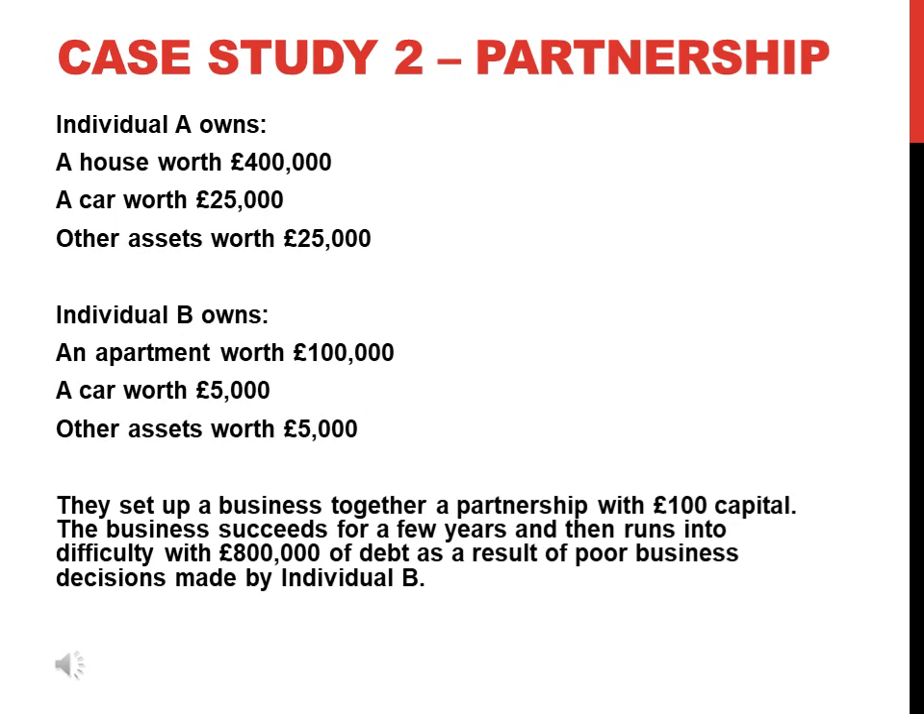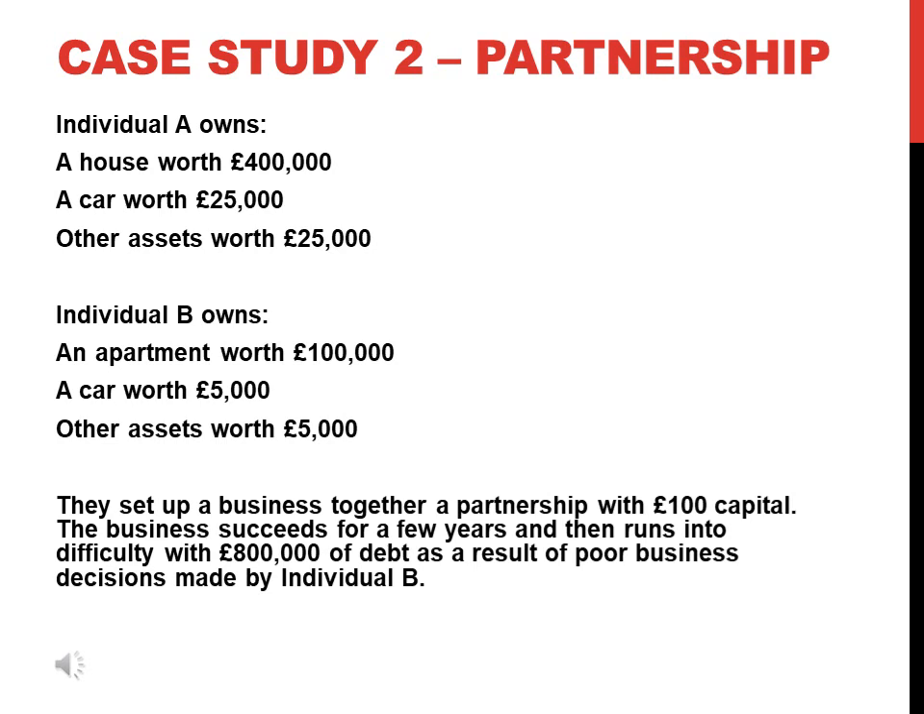Secondly, let's look at a simple partnership. Individual A is exactly the same, a house worth $400,000, car worth $25,000, and other assets worth $25,000. Individual B owns an apartment worth $100,000, a car worth $5,000, and other assets worth $5,000. They both set up a business together as a partnership, and they put in £50 each, so they raise £100 capital, and that's what they start the business with.